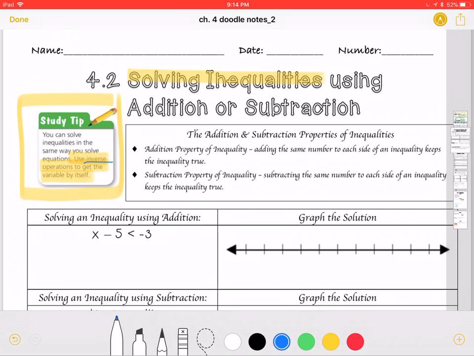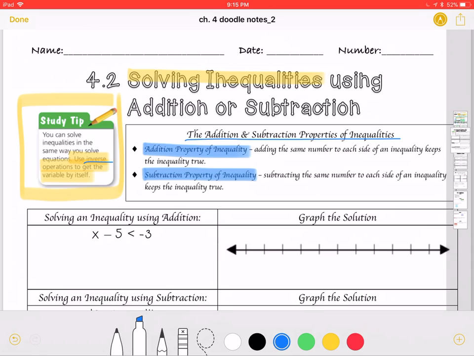So real quick, the addition and subtraction properties of inequalities, very similar to our addition and subtraction properties of equations. Whatever you do to one side of an inequality, you have to do to the other side. So with the addition property of an inequality, adding the same number to each side of an inequality keeps the inequality true. Same goes for subtracting. Subtracting the same number from each side of an inequality keeps the inequality true.